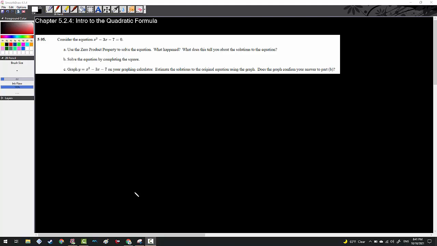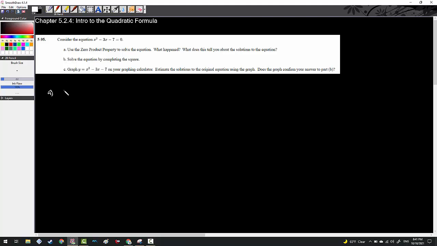In today's episode, we will be discussing Chapter 5.2.4, which is an introduction to the quadratic formula. We will first start off with 5-95, and we will say, consider the equation x squared minus 3x minus 7 is equal to 0. Use the zero product property to solve the equation. What happened? What does that tell you about the solutions to the equation?